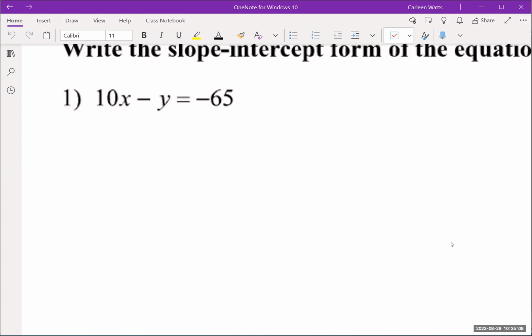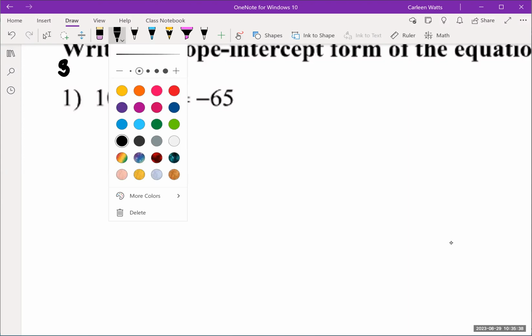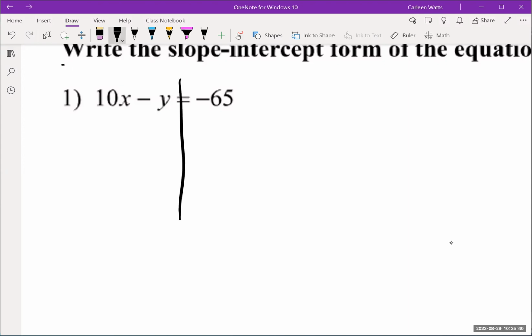Okay, let's get started. Write the slope intercept form of this equation. Notice, let's draw a line down the equal sign. So I have my x's and y's together on one side, my constant term, right? No variable on the other side. This is in standard form. So I want to go from standard form to slope intercept form.